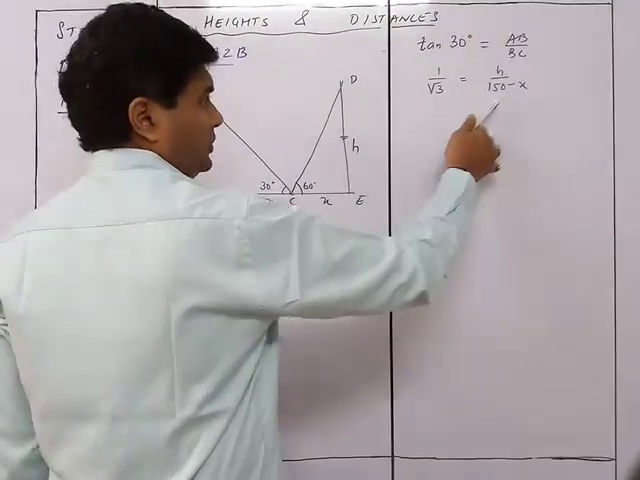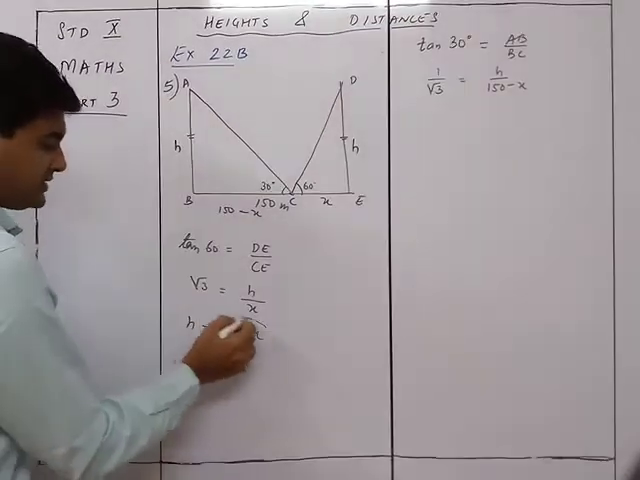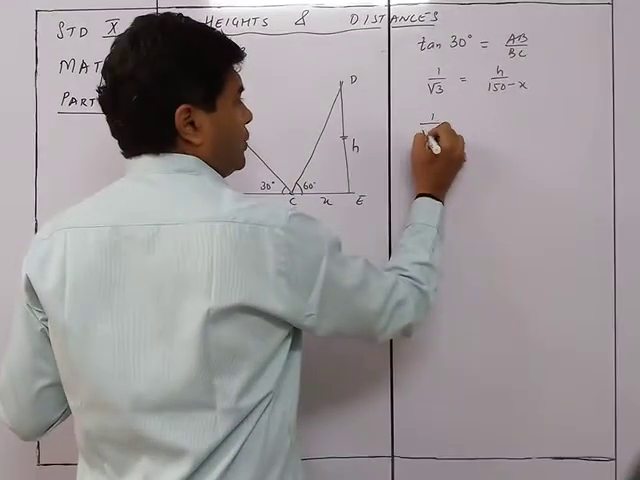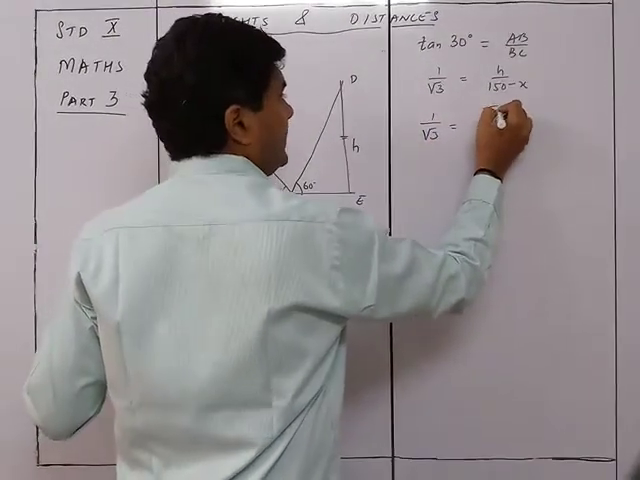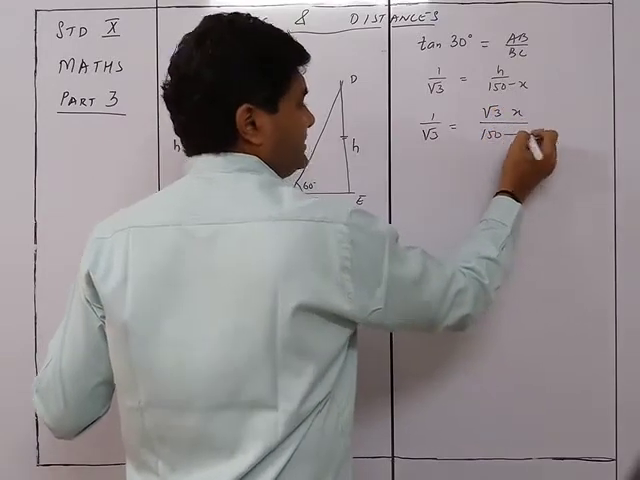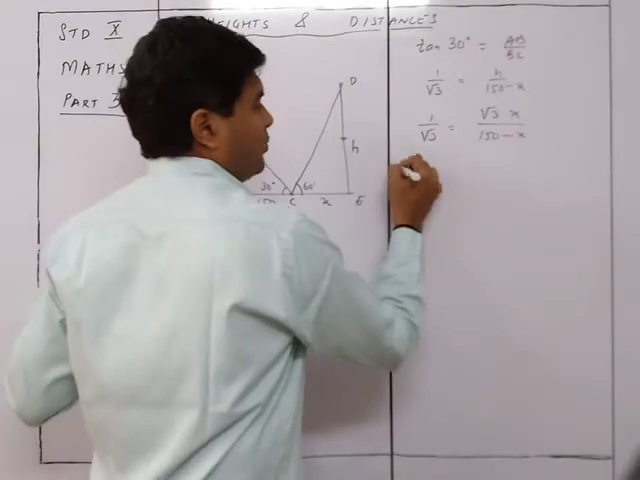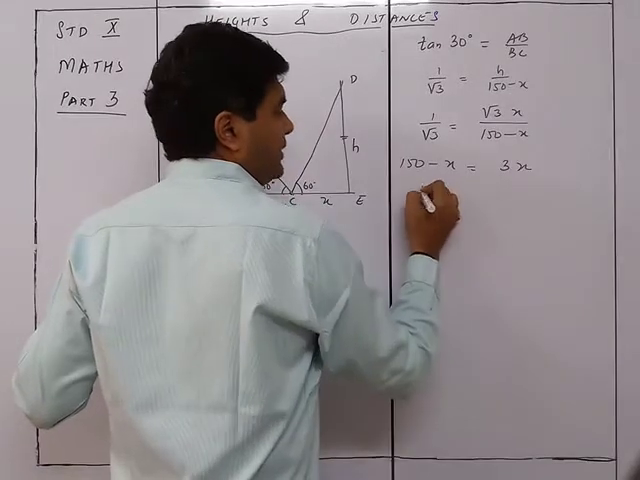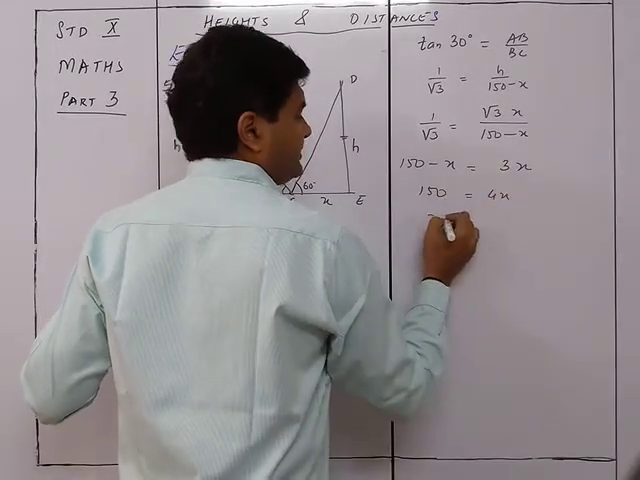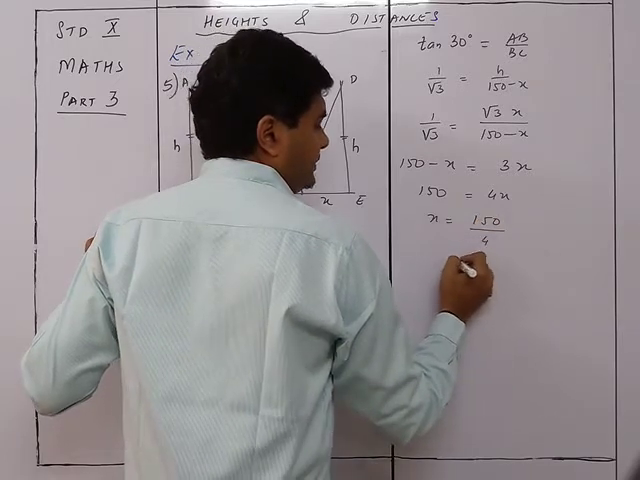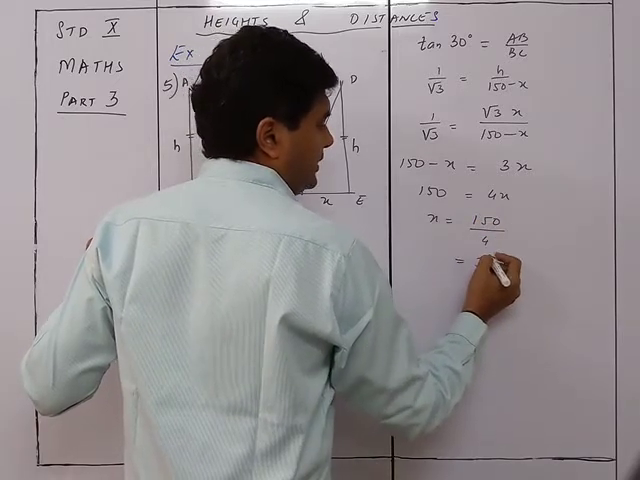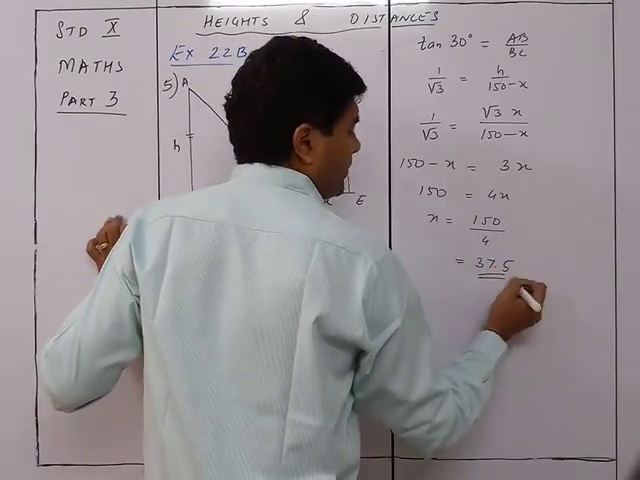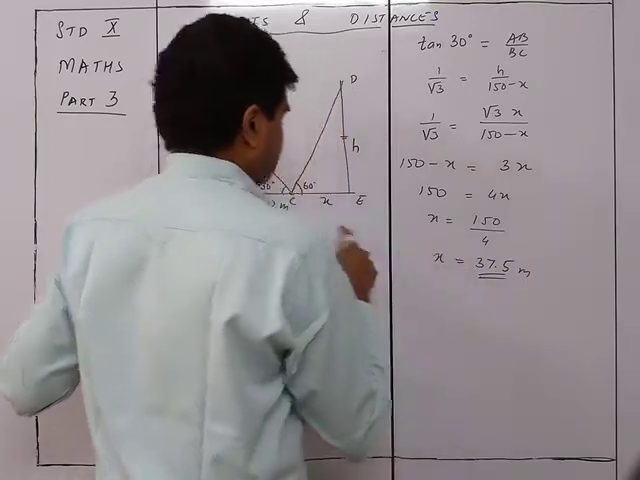Here you can see that I can place the value of H, root 3 x, over here. So accordingly, 1 upon root 3 is equal to root 3 x upon 150 minus x. Cross multiply, you get 150 minus x is equal to root 3 into root 3, which is 3x. You bring the x over here, so 150 is equal to 4x. So x is equal to 150 upon 4, that will be 37.5 meters.